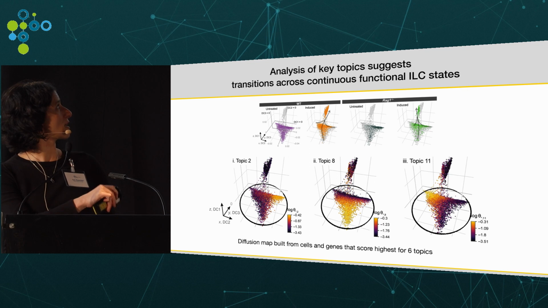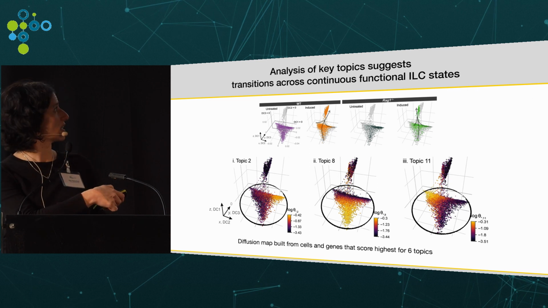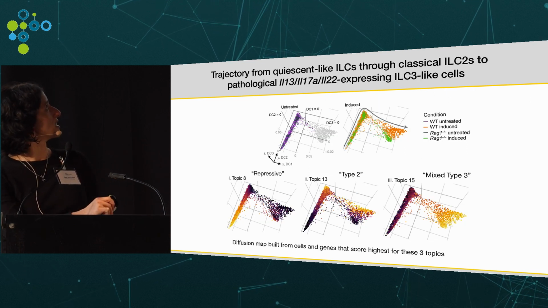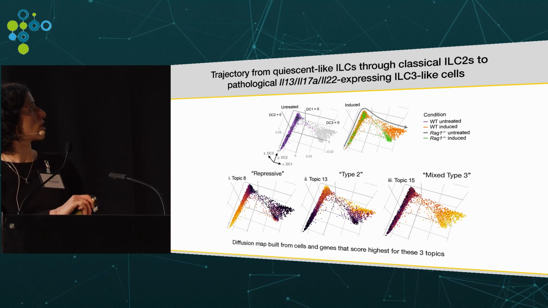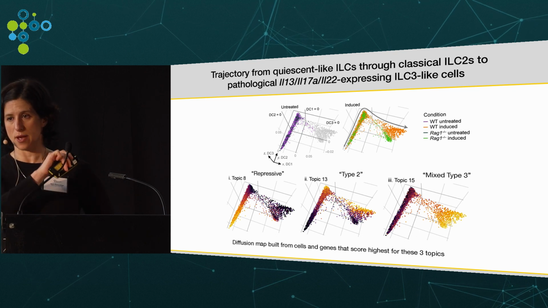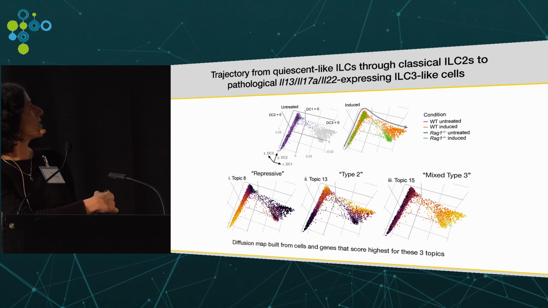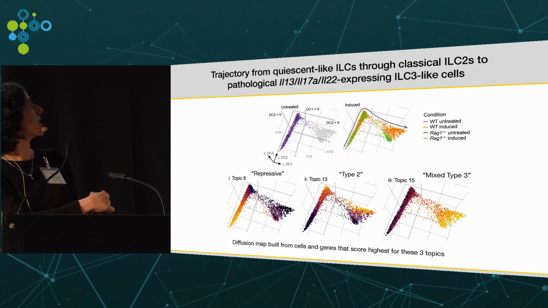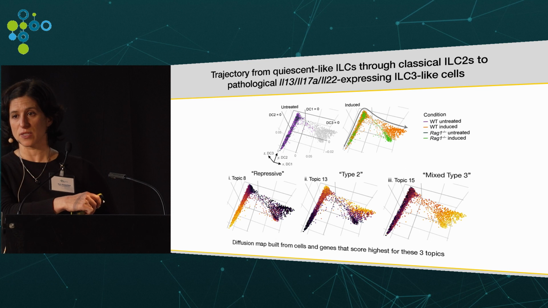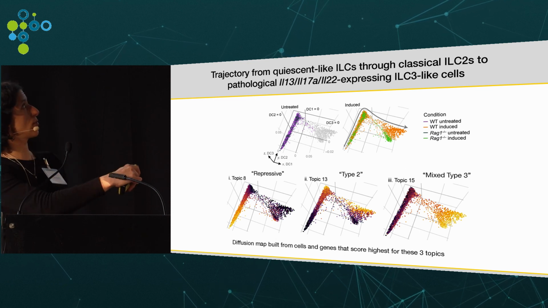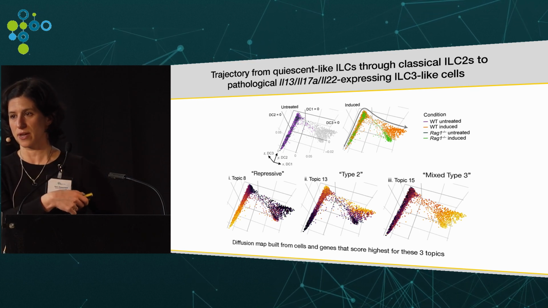So I focused in on 3 topics that really seem to capture the middle and ends of this transition, and looked just at a diffusion map of those cells and genes, which went from this repressive topic through this type 2 topic into this type 3. There are probably other possible trajectories, but this suggested very clearly that if you want to get from a repressive topic, which is upweighted in the untreated cells, to this type 3 topic that's really strongly upweighted in the treated cells, you have to go through this type 2, which is the kind of result I was wondering about. Is this an actual activation pathway or not?